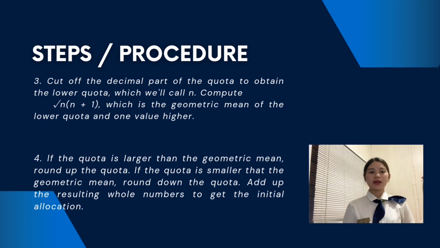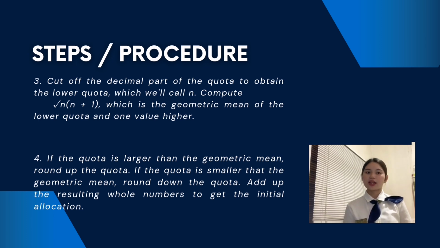The third step is to cut off the decimal part of the quota to obtain the lower quota, which we can call n. Compute n times n plus 1, which is the geometric mean of the lower quota and one value higher. Step 4. If the quota is larger than the geometric mean, round up the quota. If the quota is smaller than the geometric mean, round down the quota. Add up the resulting whole numbers to get the initial allocation.